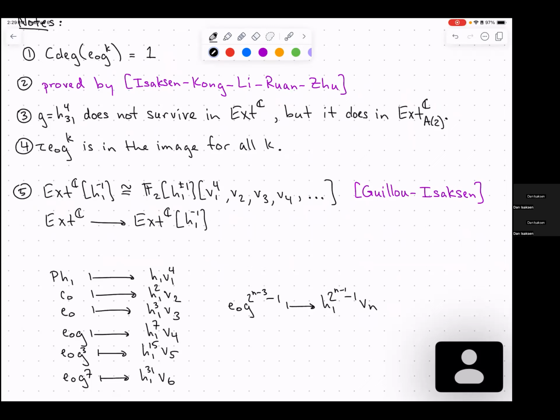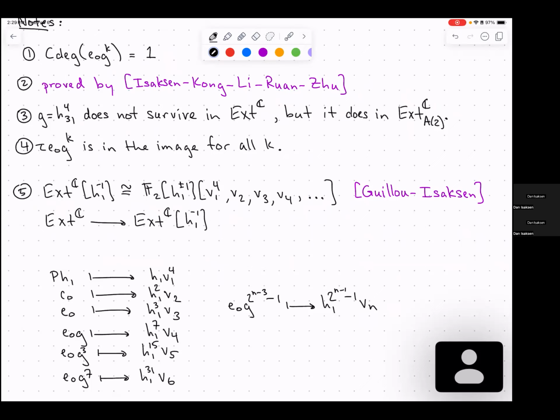We have these nice VNs over here, but we didn't actually know what the pre-images were. V1 to the 4th is a little different; it sort of corresponds to V1 to the 4th, I guess. V2 corresponds to C naught. V3 corresponds to E naught, and we could do some of these.